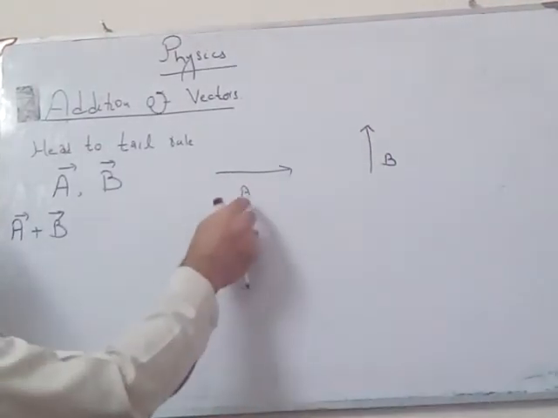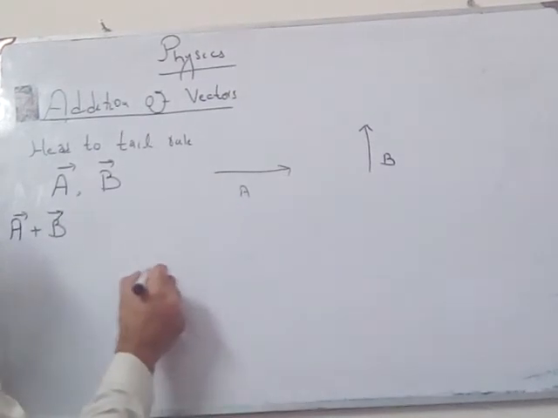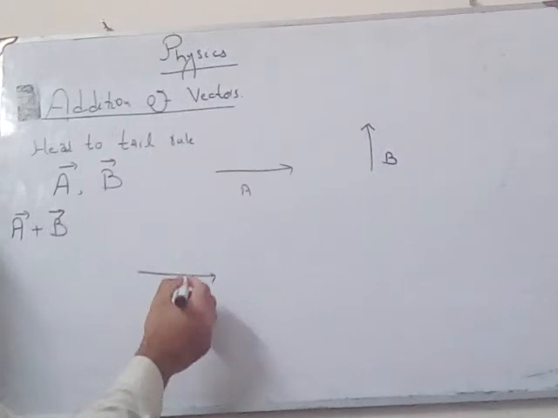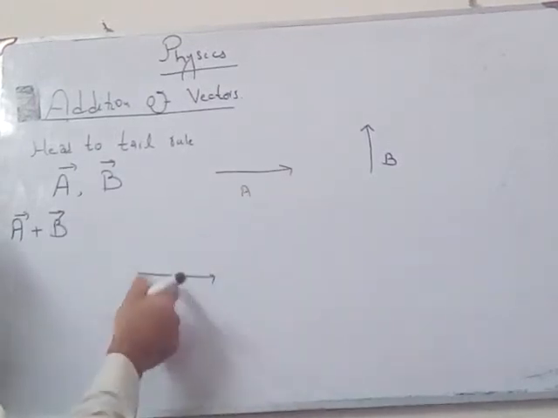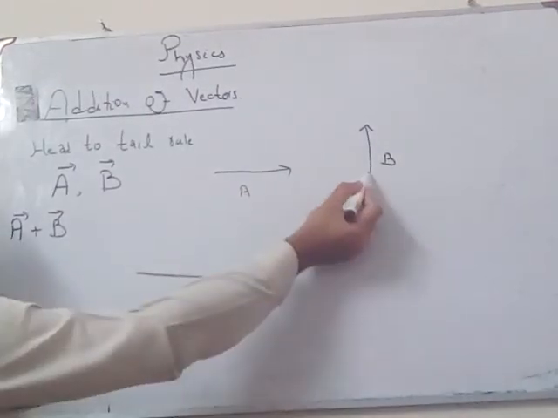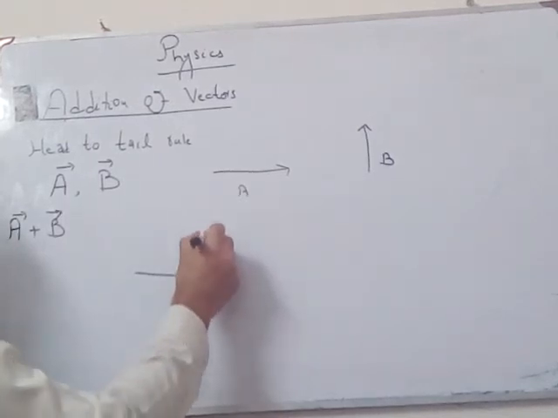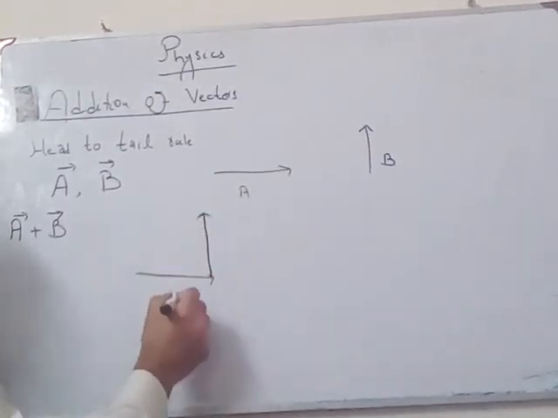Then first we will draw the vector A as it is, and the vector B we will connect with the vector A, like the tail of the vector B will be connected with the head of the vector A.